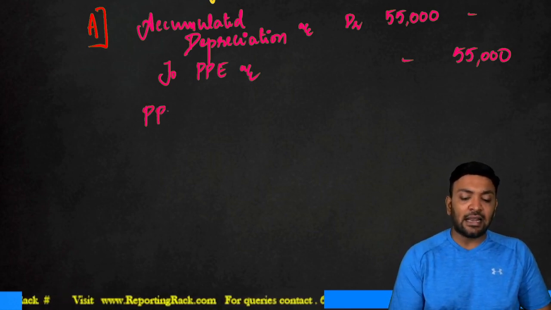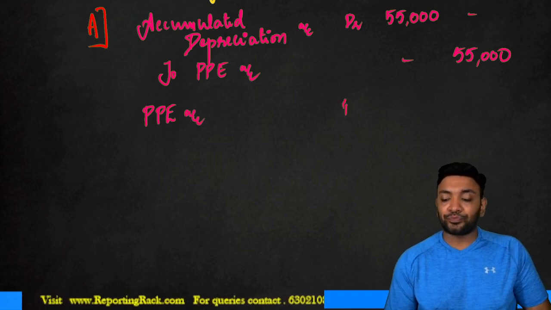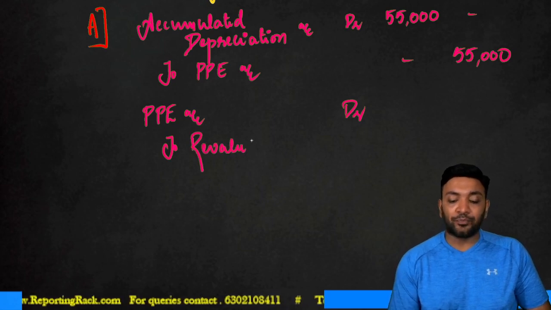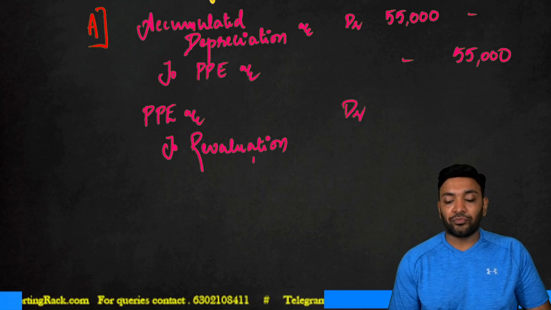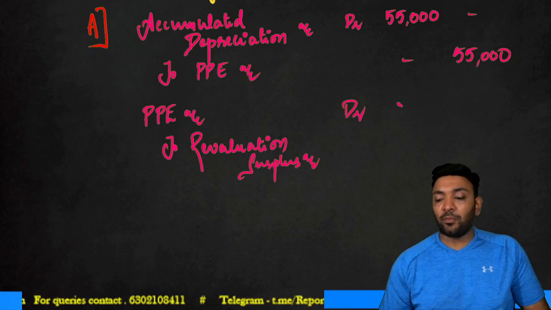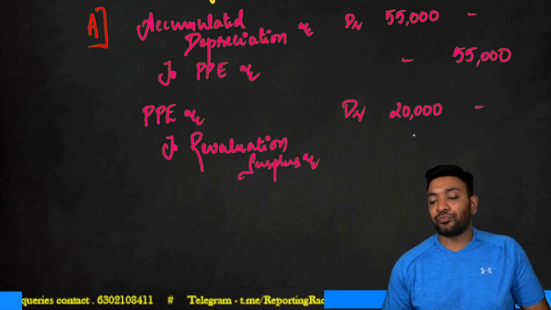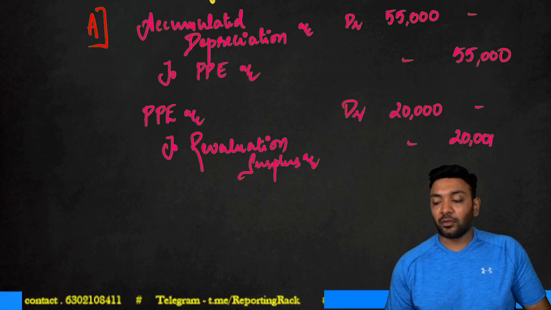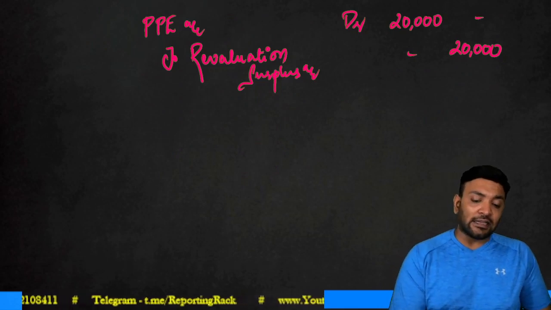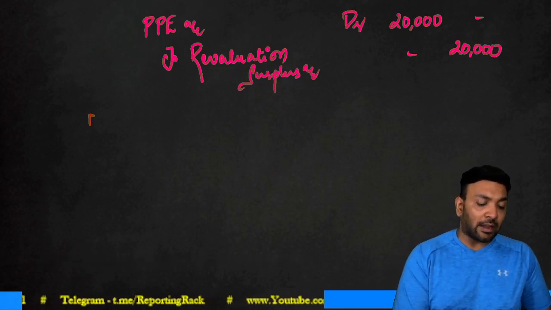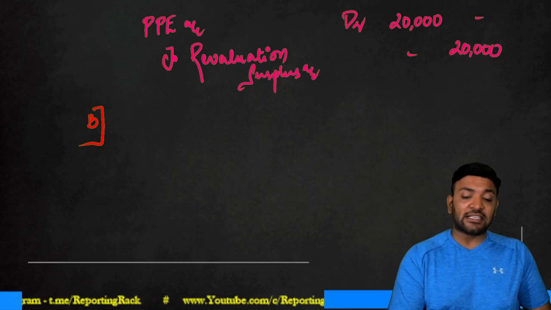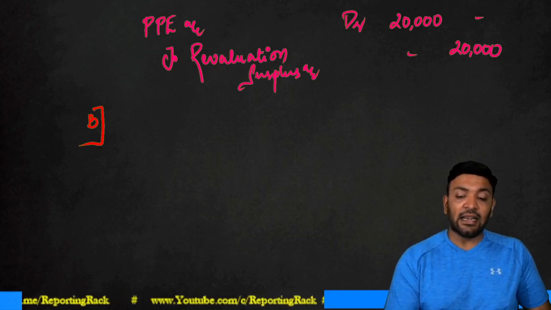Now I will revalue the asset, PPE account debit to revaluation surplus. The amount being 20,000. This is one way of recording the entry. The other way of recording the entry is the second alternative. I'm writing it as part B, where I will still maintain your accumulated depreciation account. In such case, my entry is going to be written like this.